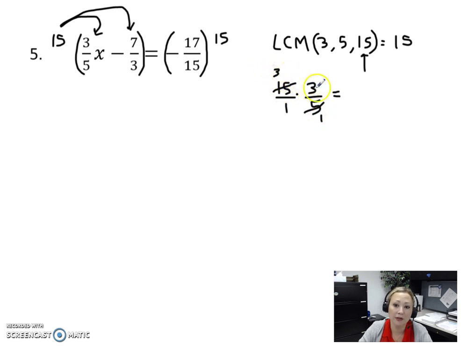Now when I multiply across the top, 3 times 3, I'll get 9. Across the bottom would be 1, so just 9 here for 15 times 3/5, and bring down your x. A shortcut that I like to show my students is you could say 15 divided by 5 is 3, and then 3 times the numerator. So 3 times 3. All right, 15 times a negative 7/3.